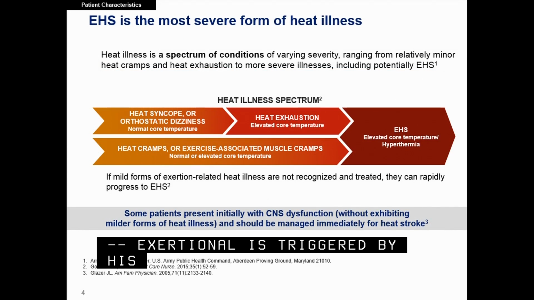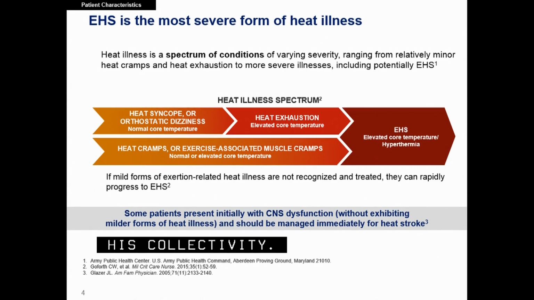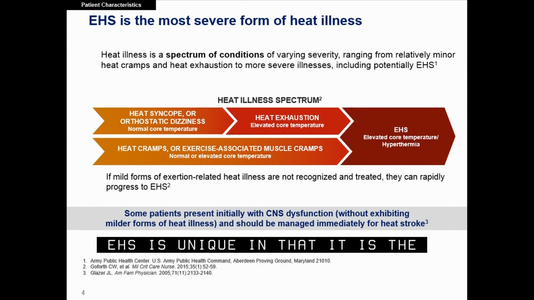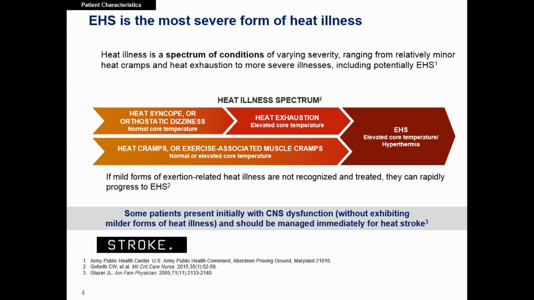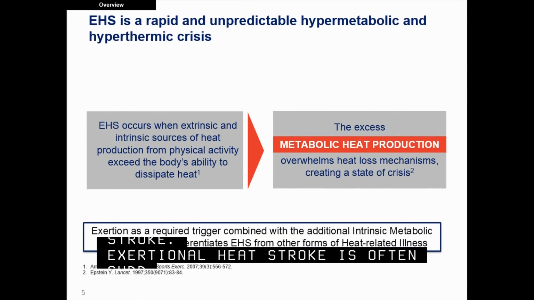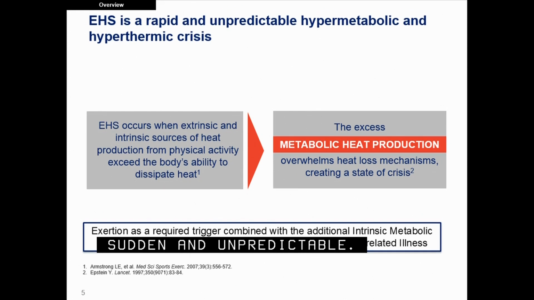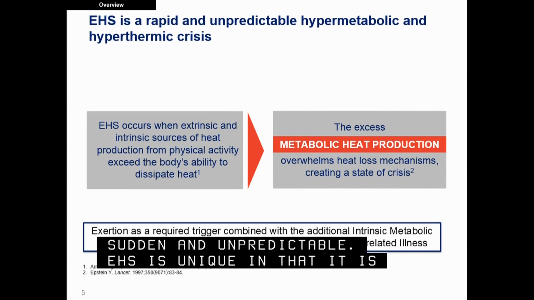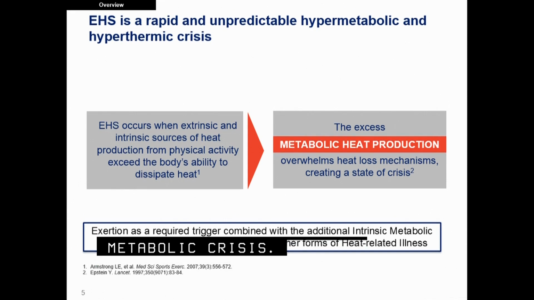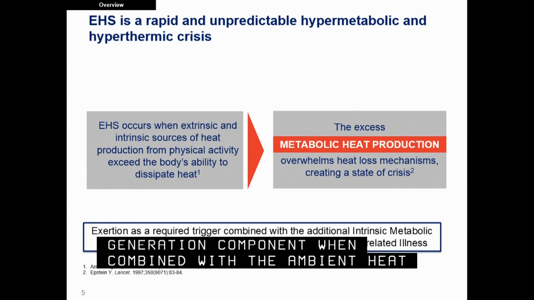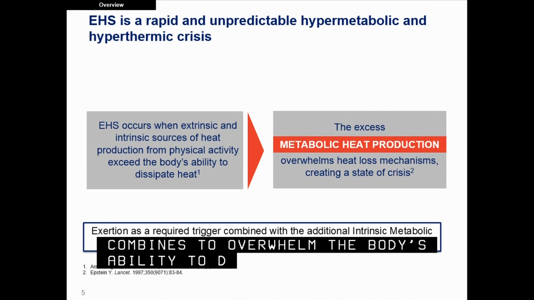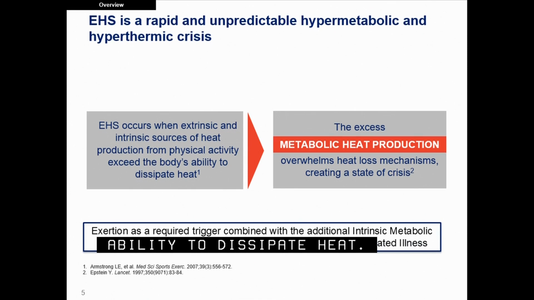EHS is also unique in that it is the most severe form of heat illness. The lesser forms of heat illness, if untreated, can progress to exertional heat stroke. However, exertional heat stroke is often sudden and unpredictable. EHS is also unique in that it's characterized by a hypermetabolic and hyperthermic crisis. So the unique intrinsic heat generation component of exertional heat stroke, when combined with the extrinsic or ambient heat, combines to overwhelm the body's ability to dissipate heat, and consequently it incites a hypermetabolic crisis that carries the disease state forward.